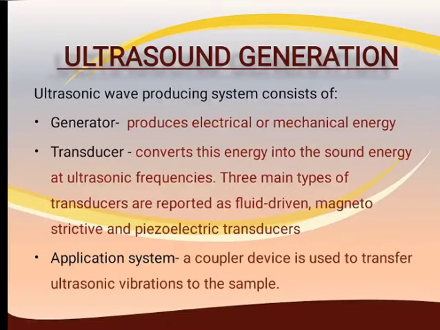So how is ultrasound generated? The ultrasonic wave producing system consists of three parts: generator, transducer, and application system. The generator produces electrical or mechanical energy. The transducer converts this energy into sound energy at ultrasonic frequency. Three main types of transducer are reported: fluid-driven, magnetostrictive, and piezoelectric transducer. In the application system, a coupler device is used to transfer ultrasonic vibration to the sample.